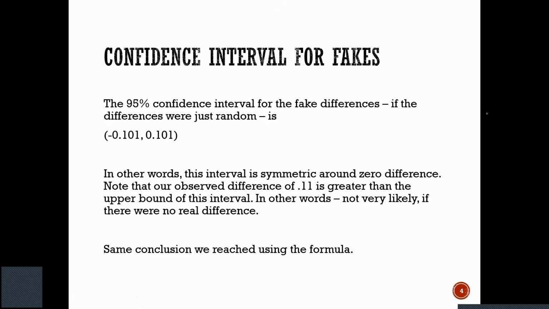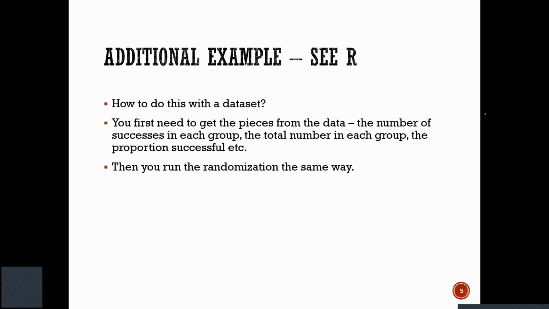We got the confidence interval with the percentiles. So this interval is symmetric around zero differences. That means if there was really zero difference, this is what the confidence interval would look like. And our observed difference of 0.11 is not hugely, but it is greater than the upper bound of this interval. In other words, it's not very likely that we would get that 0.11 if there were no real differences, which is the same conclusion we reached using the formula.